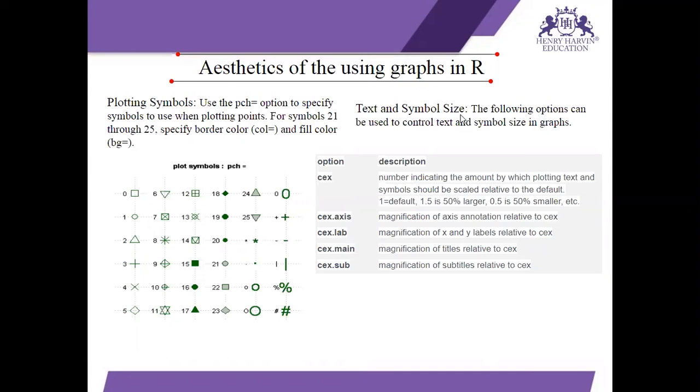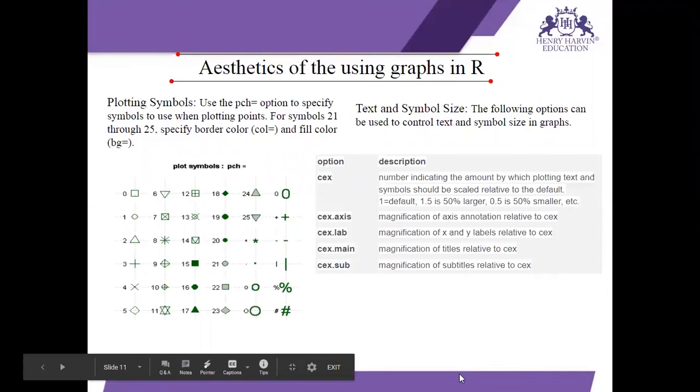Then there is text and symbol size. If you want a large size or a small size, the command is cex. You can always change the size of the plotting point, the axis point, the label size, and the title size with the command cex. For that, you can take 1 as the default. 1.5 will make the size 50% larger, and 0.5 will make it 50% smaller. Now let's go to R and create code for the scatterplot first.